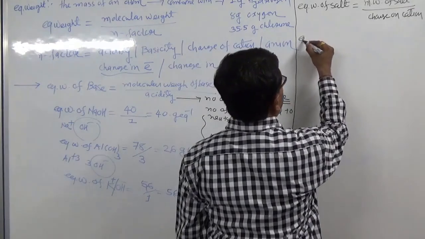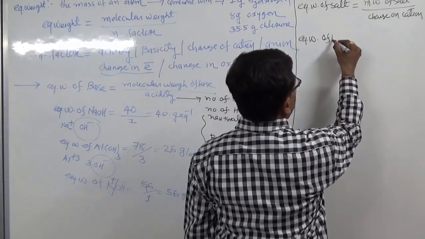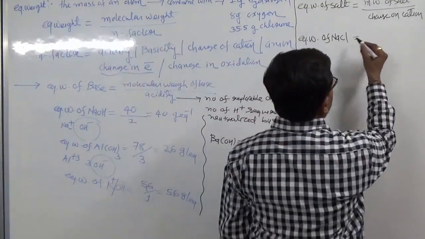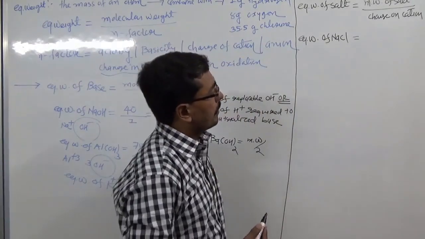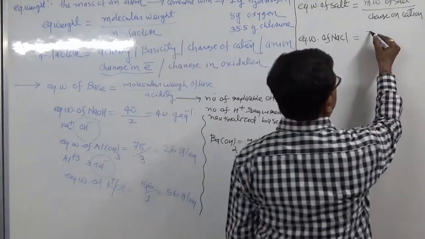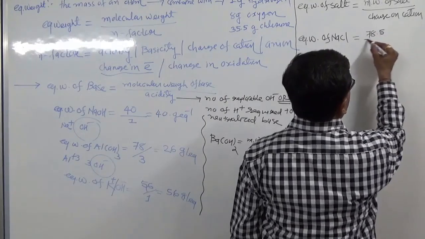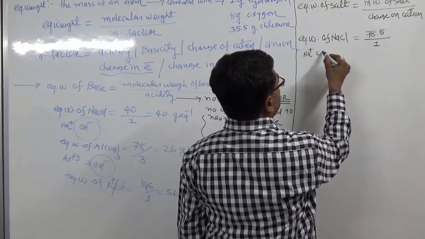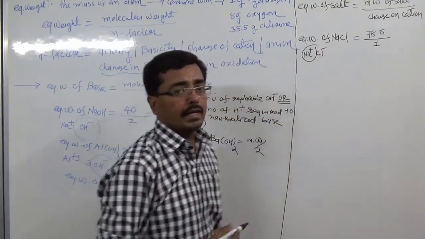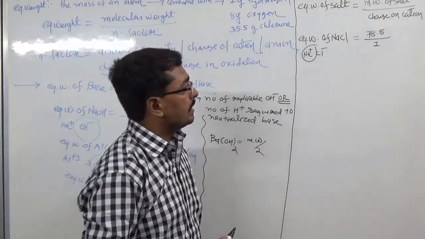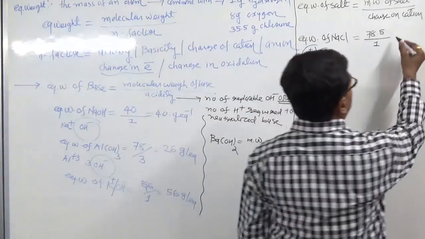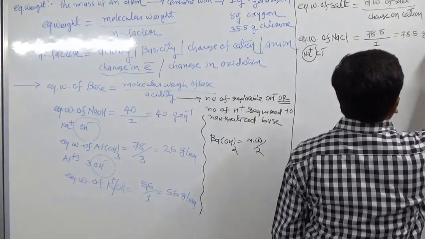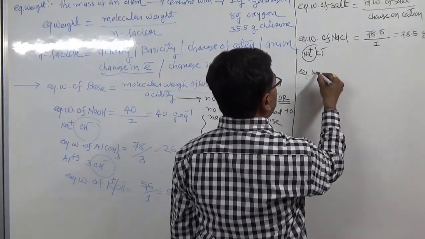Now suppose as a salt I have taken sodium chloride. To find the equivalent weight of sodium chloride, the molecular weight is, for sodium 23 and chlorine 35.5, so we get 58.5. Now 58.5 divided by 1. Here NaCl gives Na+ and Cl-, so the charge on cation is just 1. By dividing by 1, the equivalent weight will be the same, 58.5 gram equivalent. In this way we can find the equivalent weight of different compounds.